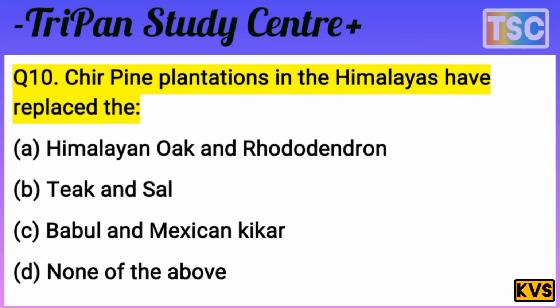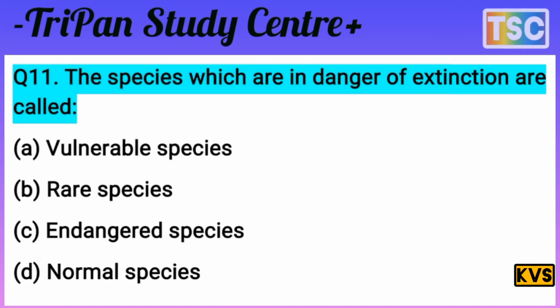The question is clear-cut here. Chir pine plantation in the Himalayas has replaced the. The correct answer is Himalayan oak and rhododendron. That's the important answer, A. Teak and sal, nothing. Babul and Mexican kikar, and none of the above, are rejected here. The answer is A, Himalayan oak and rhododendron. That's important here for the exam view. The next question arrives on your screen.